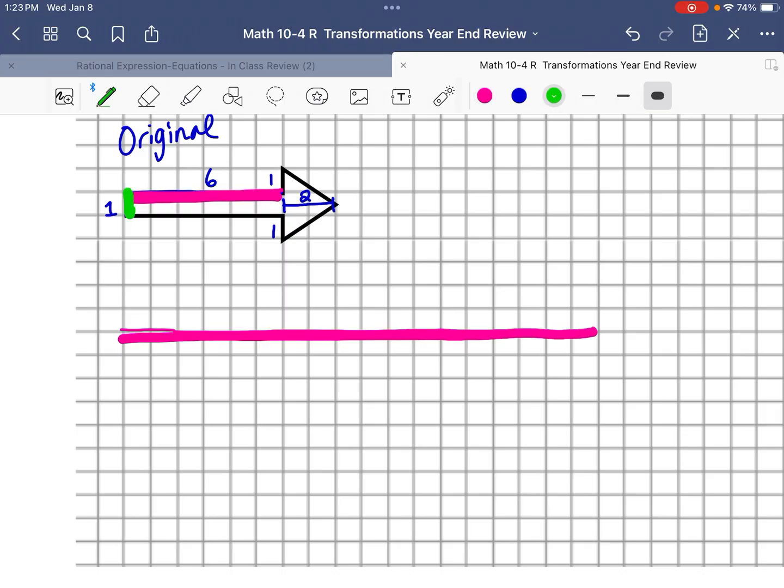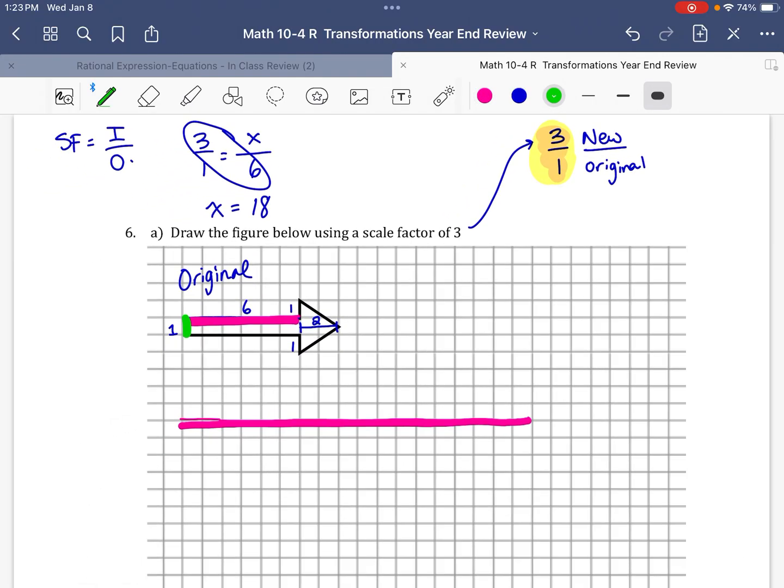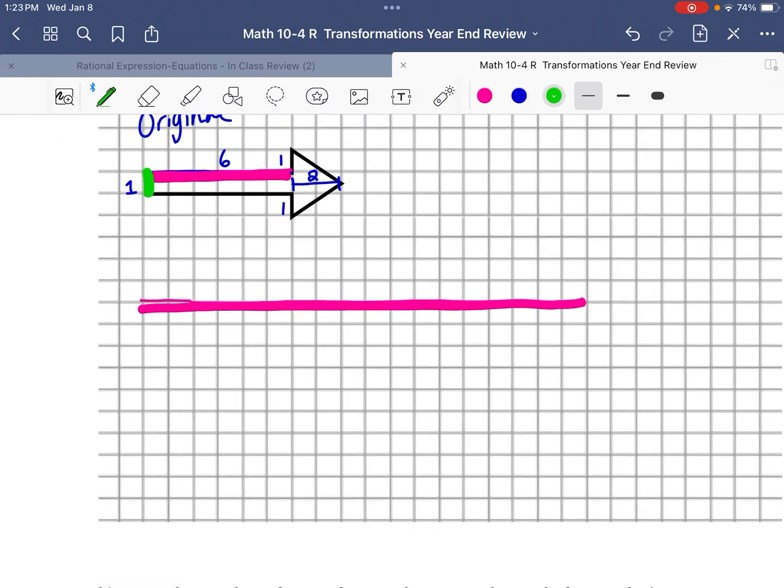All right, let's take a peek at this 1. So we do the same thing, and it's going to be 3 over 1. 3 over 1 is equal to x over 1. Well, x equals 3. We multiply those together. So in our new picture, this is going to be 3 times as big. Okay, so we've changed 2 of the sides. And we copy the bottom here, so that's also going to be that big.